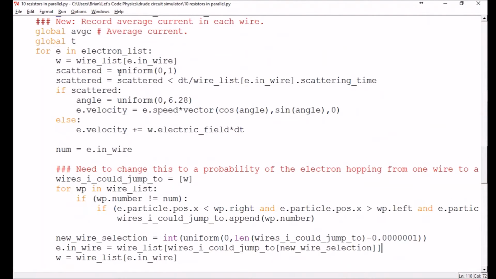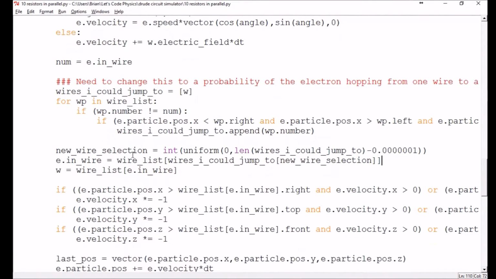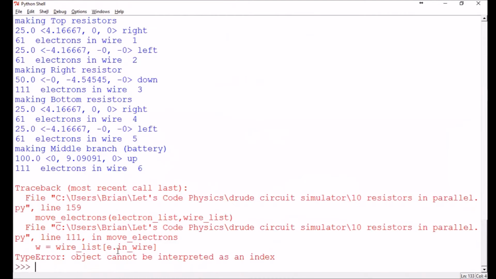No. E.nwire is the number. Let's see here. Wires I could jump to .append wp.number. Wire list of E.nwire. Alright, let's go back here. What am I looking at here?